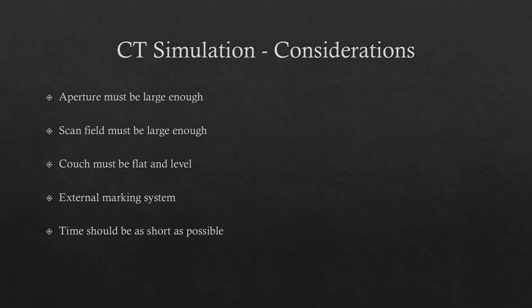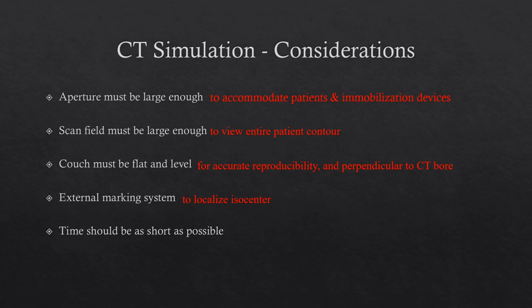First, the aperture must be large enough to accommodate the patient immobilization device. The scan field must be large enough to view the entire patient contour. The couch must be flat and level for accurate reproducibility and perpendicular to the CT bore. The external marking system is just to localize the isocenter. Time should be as short as possible to reduce the possibility of patient movement.